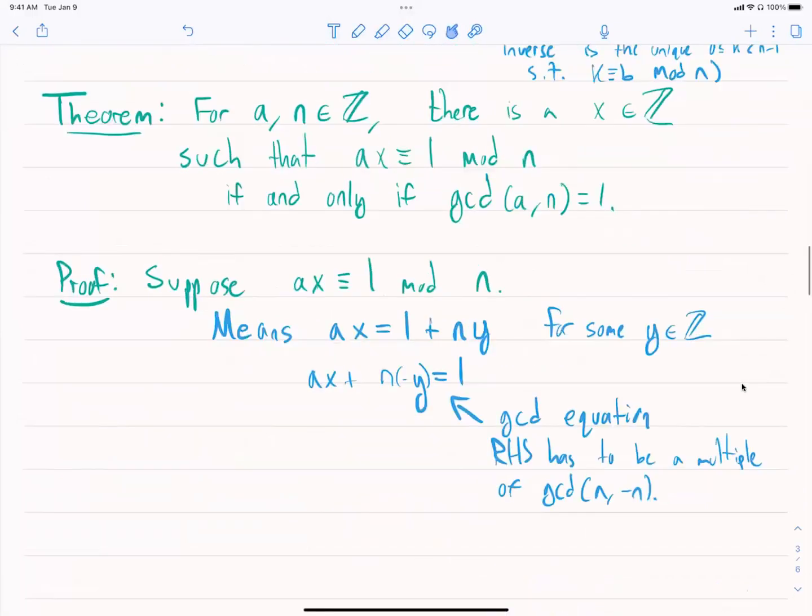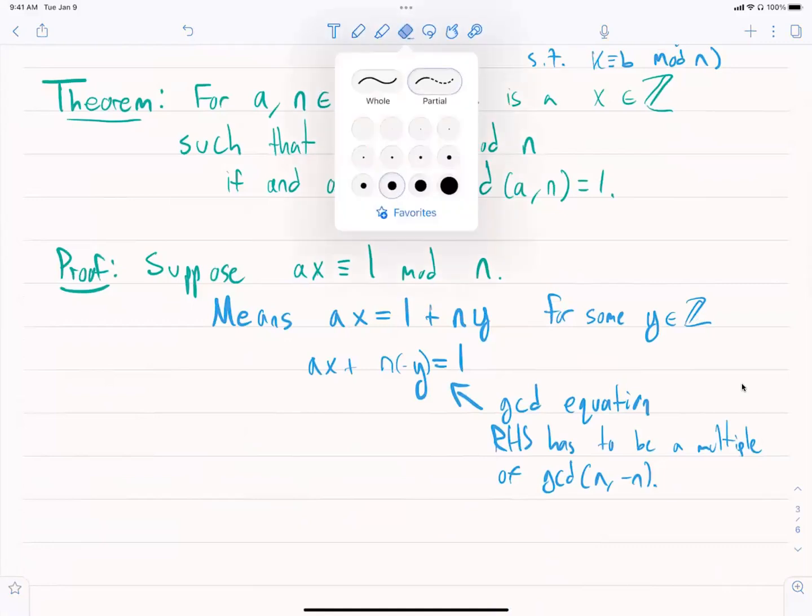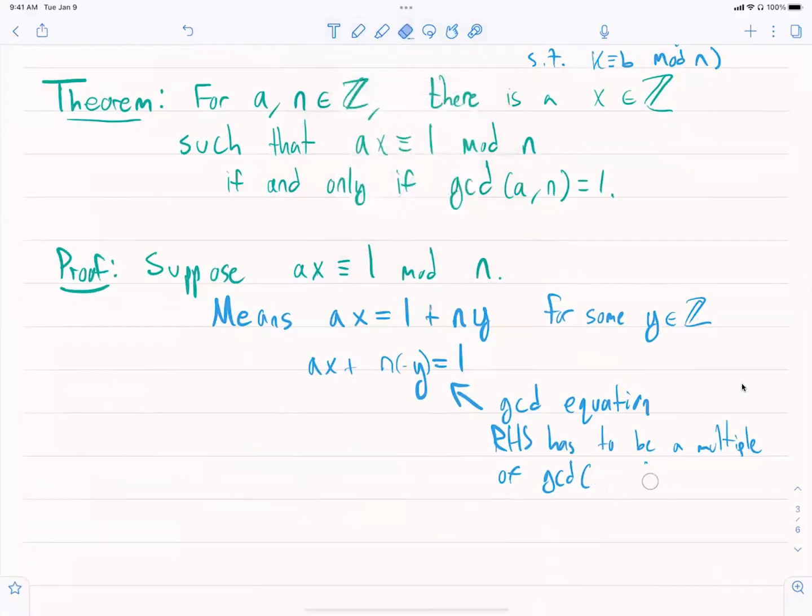Get it sort of in the form we're used to. So this is supposed to be the GCD of a and n. And if you're getting 1 over there, then that means that the GCD has to be 1. Okay, good. So that proves one direction.